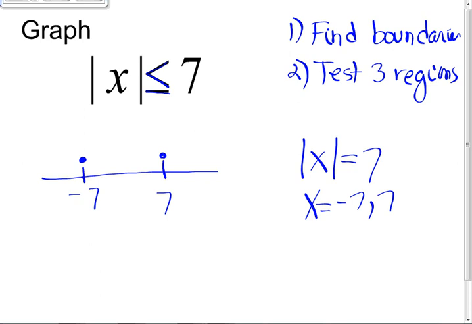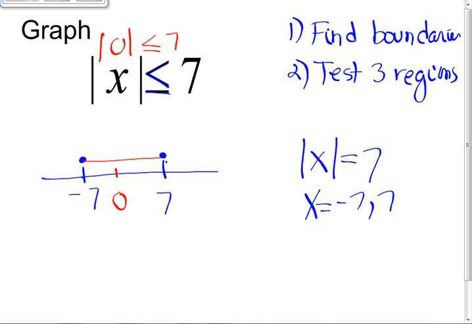Now I have to test the regions. I really have to test all three, but let's start with the easiest number in the world to test. Just get a little confidence here, which is 0. Put it in here. Is the absolute value of 0 less than or equal to 7? Yep. That means all the numbers in between there make it true.